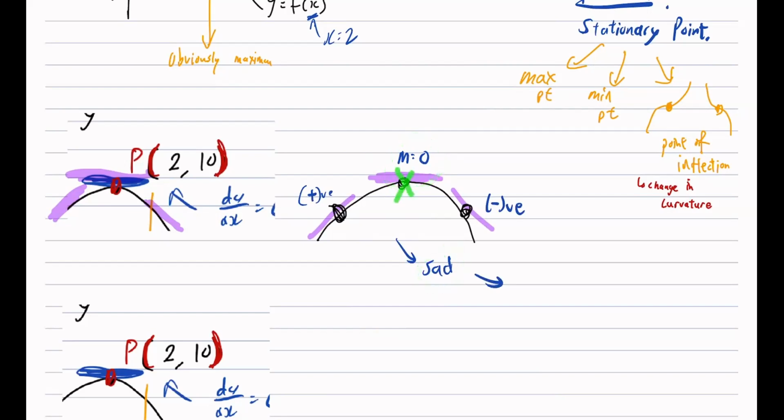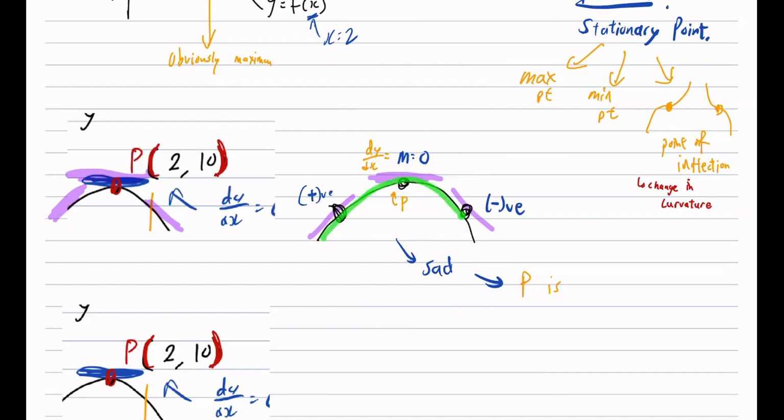What do you conclude about this particular point here? Let's call this point P. P is a... Like previously, if we only knew m equals 0, in other words, dy by dx equals 0 at that point, we couldn't conclude anything because it could be a happy face as well, which is a minimum point. But the other case is a sad face, which is a maximum point.